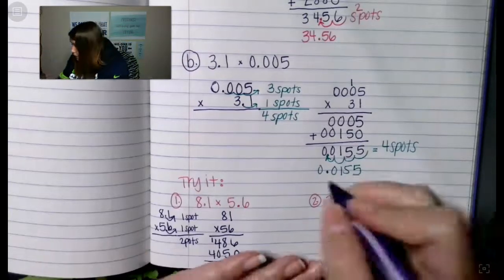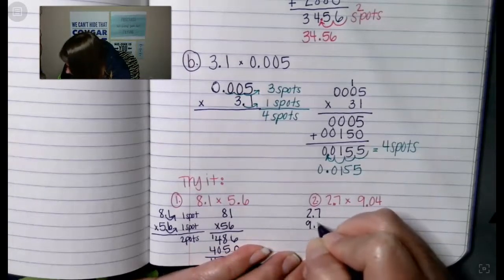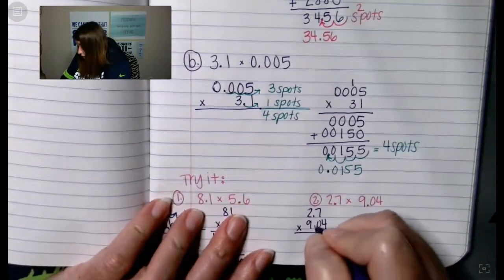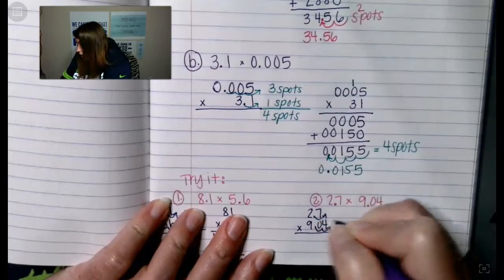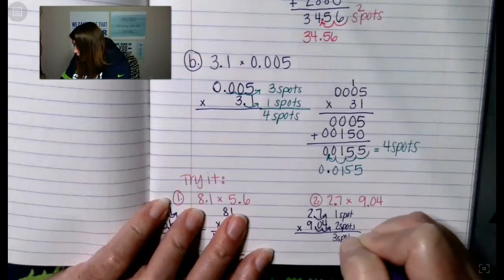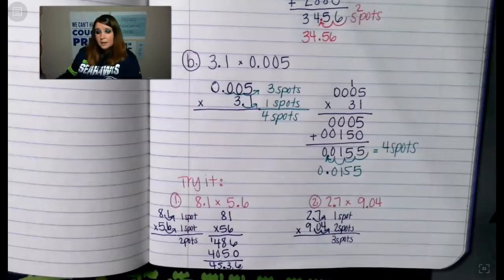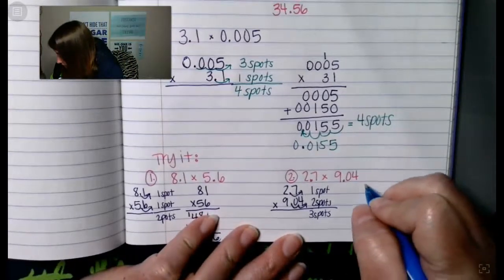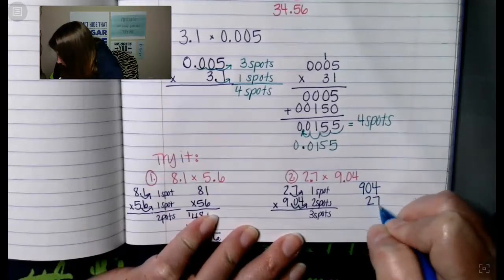Okay, next one. Okay, again, I have 2.7 and 9.04. And I did not write these correctly. I should have stacked my bigger number on top. And I will do that when I move my decimal point. 2 spots. 1 spot. For a grand total of 3 spots. Okay, now I'm going to switch colors because this is getting a little bit tricky over here. Okay, so I'm going to rewrite this with the longer number on top. 904 times 27.